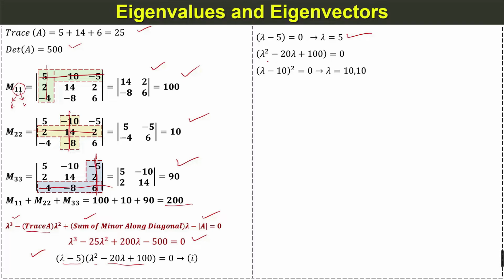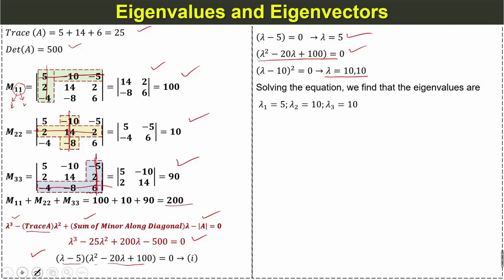Okay, so now again by solving this quadratic equation we get the lambdas that are equal to 10, 10, and this is the multiplicity of 2. We know what multiplicity is: multiplicity is the number of repetitions of an eigenvalue. So solving the equation, we found that the eigenvalues are lambda 1 is equal to 5, lambda 2 is 10, and lambda 3 is also 10.